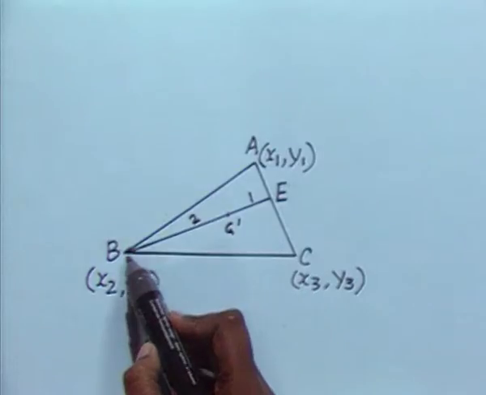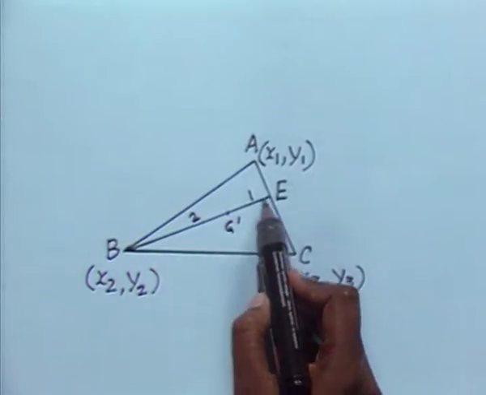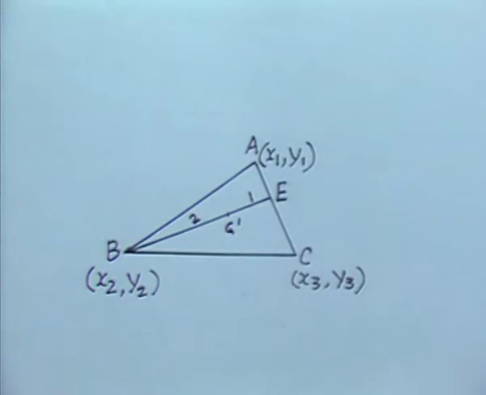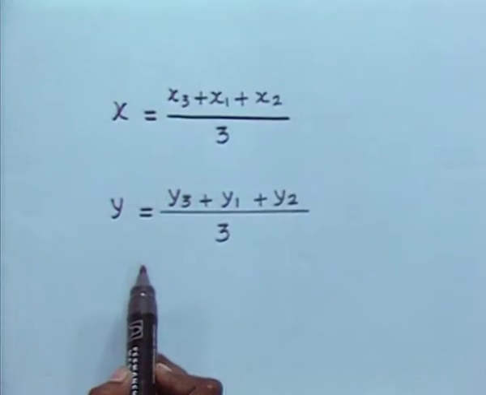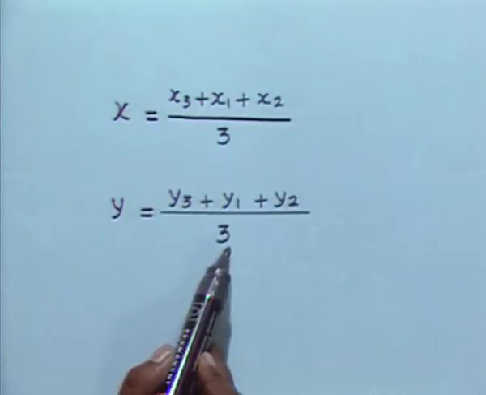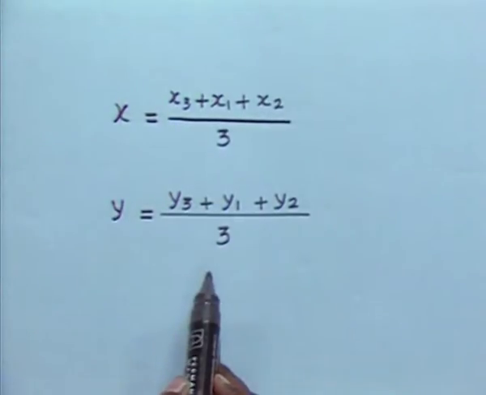Now, Ravi, tell me what will be the coordinates of a point G dash which divides another median BE of the same triangle ABC in the ratio 2:1. Madam, it will be the same with the order of abscissas changed: x equal to (x3 + x1 + x2)/3, and y will be equal to (y3 + y1 + y2)/3.